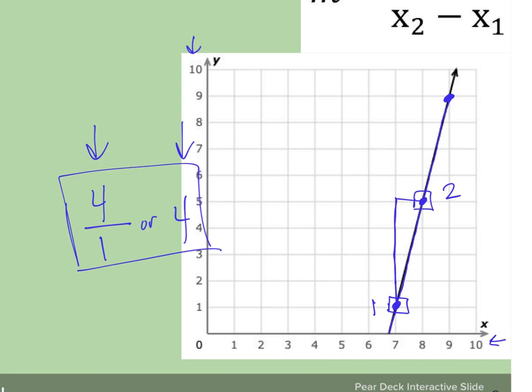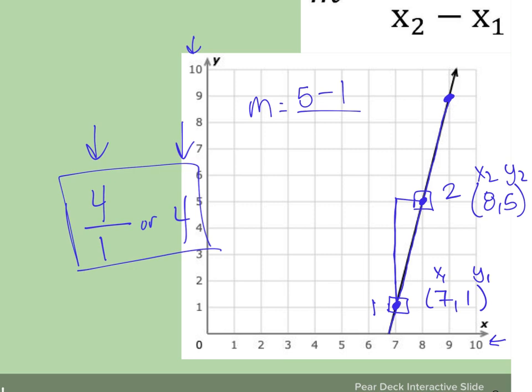That's rise over run. If you still don't know rise over run, then you have a lot more steps. You're going to have to write out your ordered pairs. Make sure you don't do it backwards, right? The x comes first. The second ordered pair is 8, 5. You label your x1, y1. You label your x2, y2. And you would plug it into the slope formula. y2 minus y1 over x2 minus x1 to get 4 over 1.